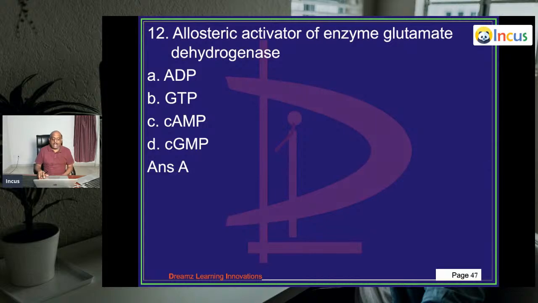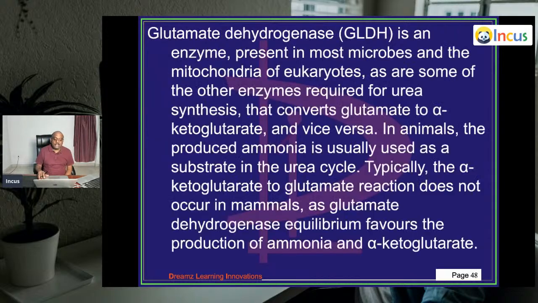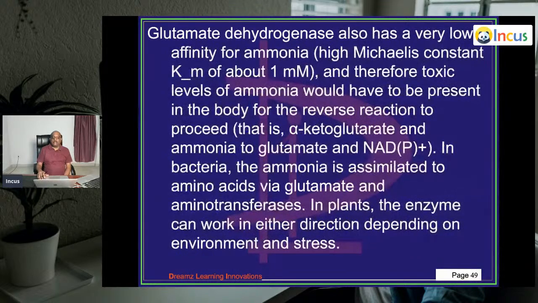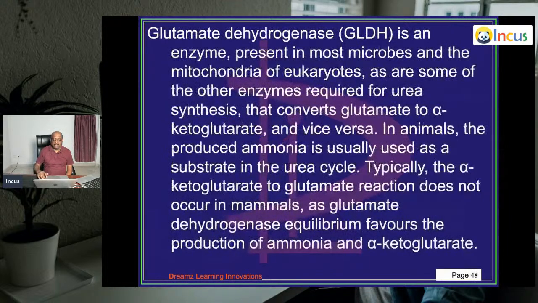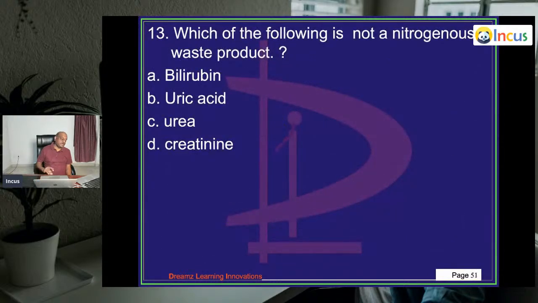For the glutamate dehydrogenase, what is the allosteric inhibitor? Activator, ADP. For the glutamate dehydrogenase, ATP, GTP, and palmitoyl CoA are all allosteric inhibitors. Zinc is also an allosteric inhibitor, whereas activators are ADP, GDP, and leucine. For the glutamate dehydrogenase, that is what you need to remember.